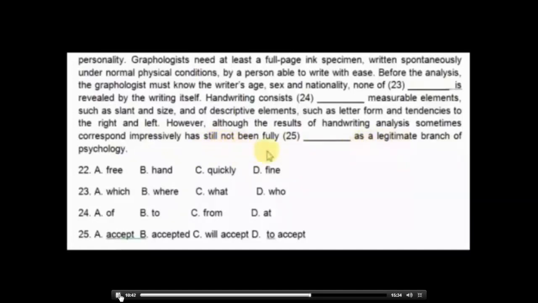Ya podemos saber que en español podemos nosotros deducir que lo que quiere decir la oración es que no se ha determinado o no se ha completamente terminado como una rama legítima de la psicología. ¿De qué estamos hablando? Del handwriting analysis. So, let's complete the sentence. Correspond impressively, has still not been fully accepted, will accept, to accept.